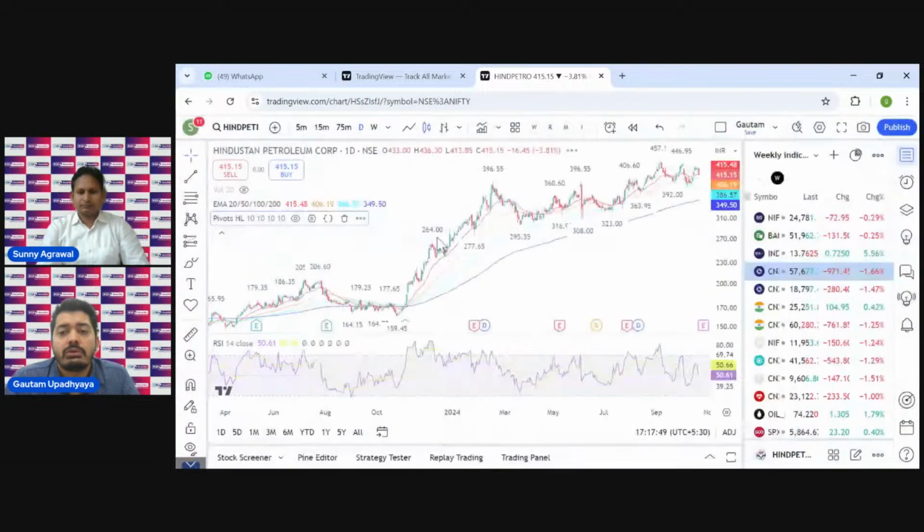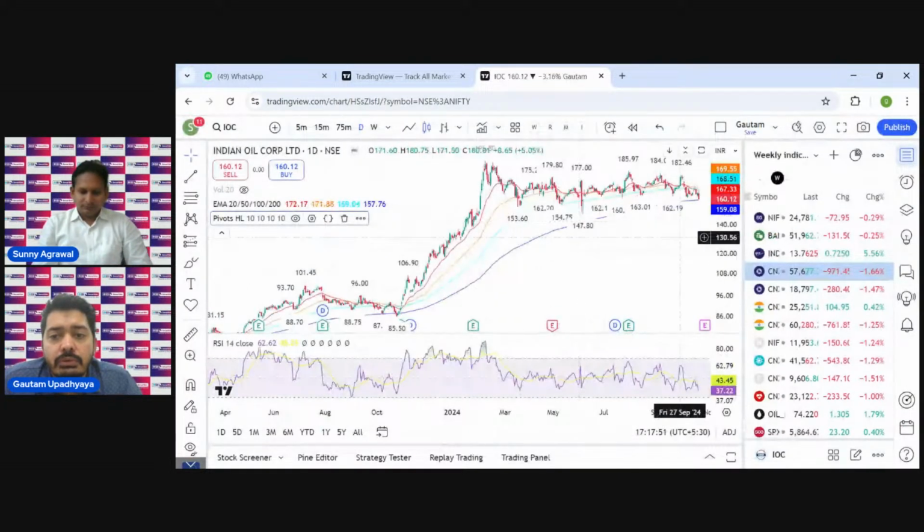The next stock is IOC. So IOC is relatively underperforming, but it's not a major breakdown either. It's just that the stock has gone into a sideways consolidation, and currently it is trading at its 200 EMA level, which is the level of 159. Today was a day where it has almost tested the 100 EMA level.